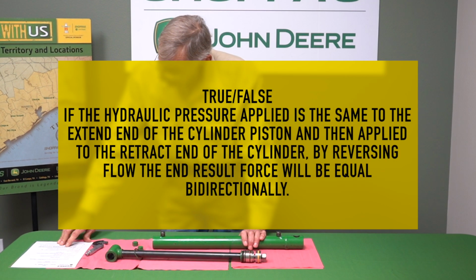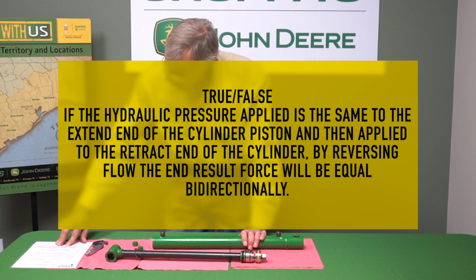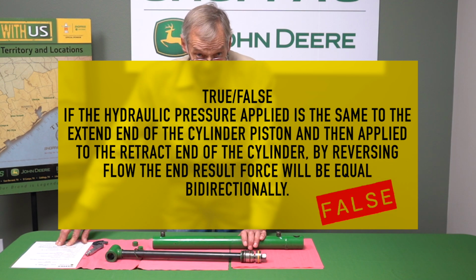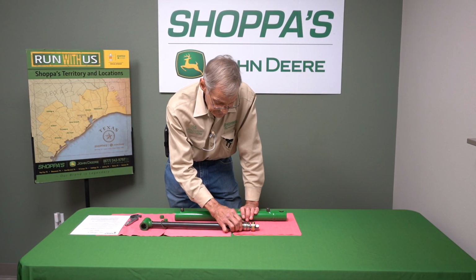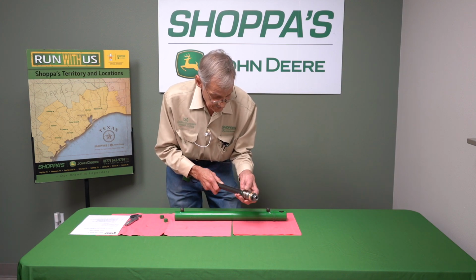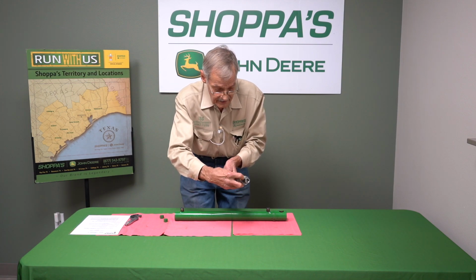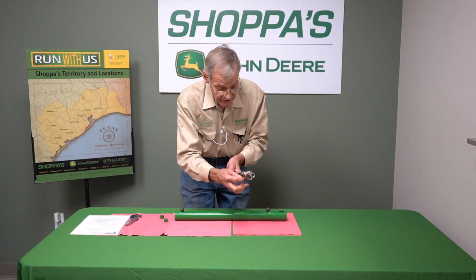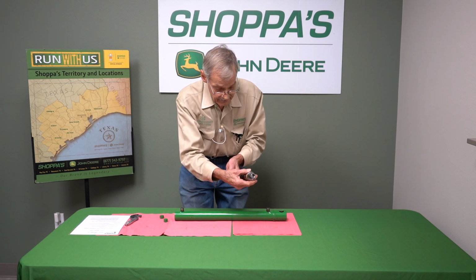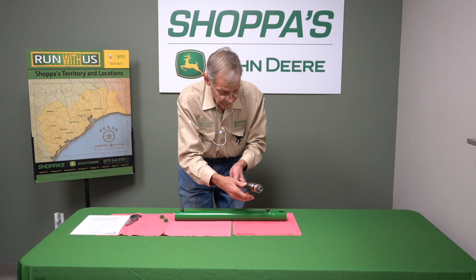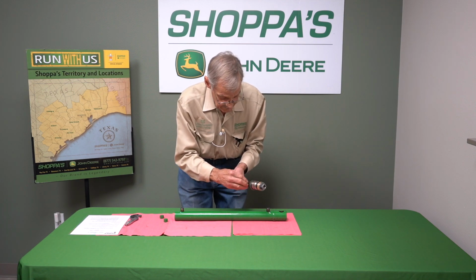The next statement: if the hydraulic pressure applied is the same to the extend end of the cylinder piston and then applied to the retract end of the cylinder by reversing flow, the end result force will be equal bidirectionally. That's false, because you have to take into account the diameter of the rod and the surface area application for the oil. In one direction, you're going to have a greater surface area than you will the other direction due to the cylinder rod.